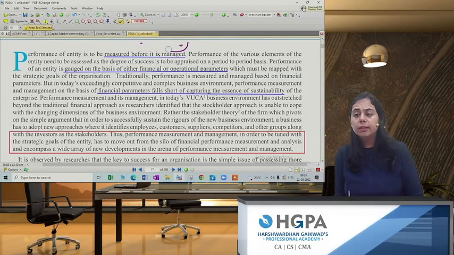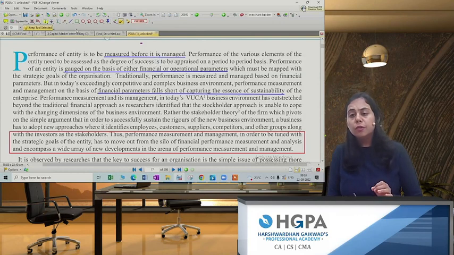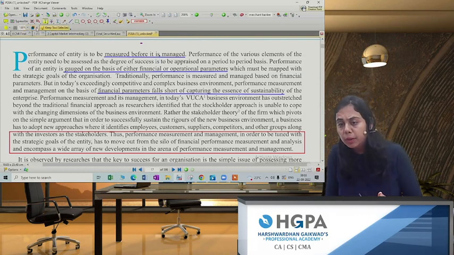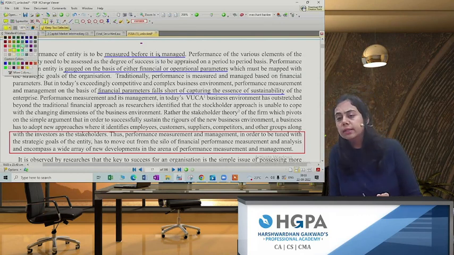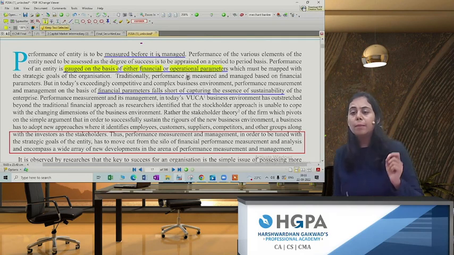That is why it is written here that the performance of an entity is measured before it is being managed. Again, here we are going to consider various aspects, and it won't only consider the financial. Performance is gauged on the basis of either financial or operational parameters.